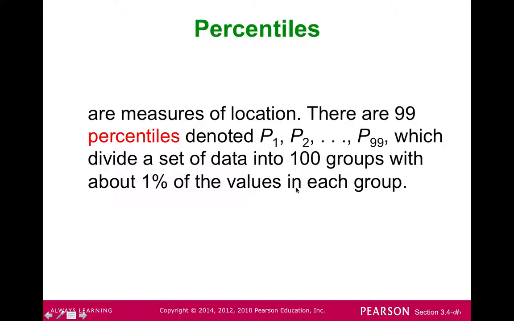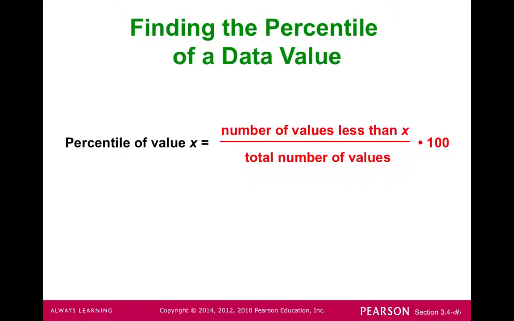And so essentially you can take any data set and divide it into 100 groups with about 1% of the values in each group, which is essentially creating percentiles. And so each of those 1%, when added together, add up to that 100% of your value. And so we're able to take any data set and break out percentiles. Okay, so to find the percentile of a data value, here's our formula for that. So the percentile of value x is the number of values that are less than x divided by the total number of values multiplied by 100.